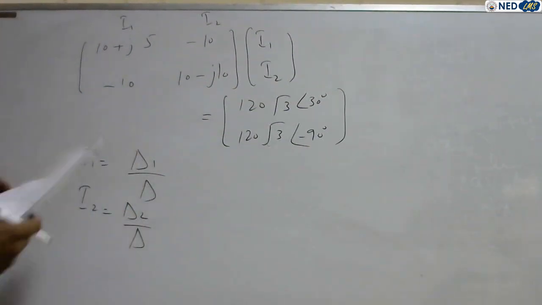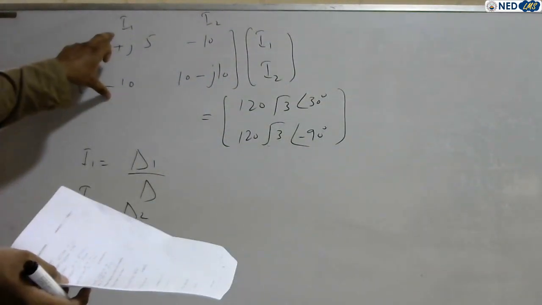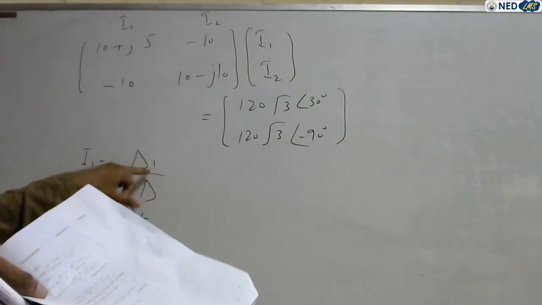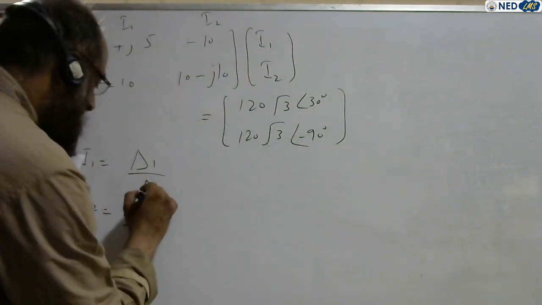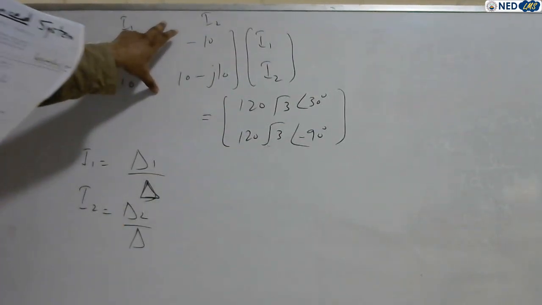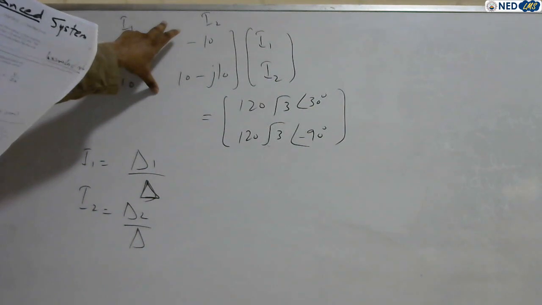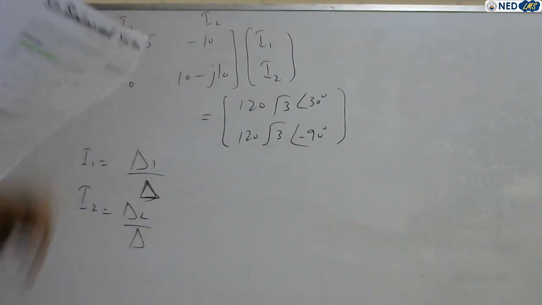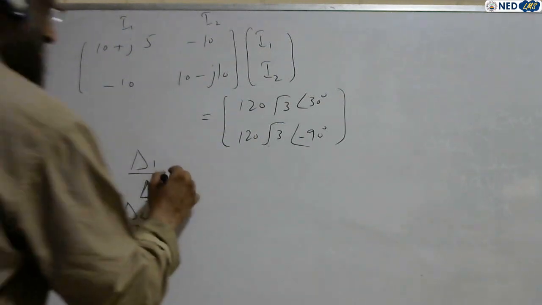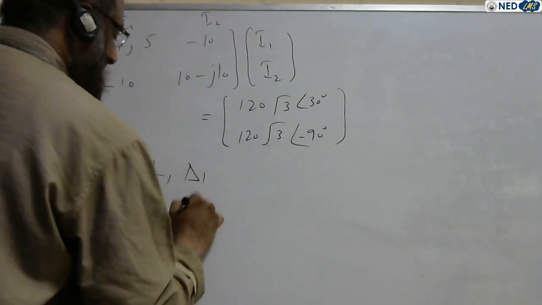For the del 1 matrix, you just need to remove the first column and replace it with the constants. You will find the del 1 matrix. What is the del matrix? This whole one is the del matrix. So it is your job to calculate del 1 and del.